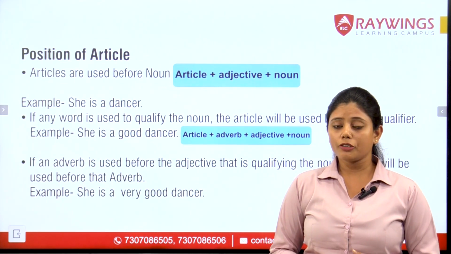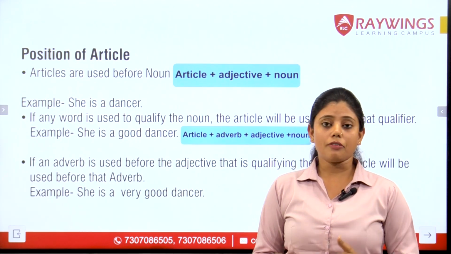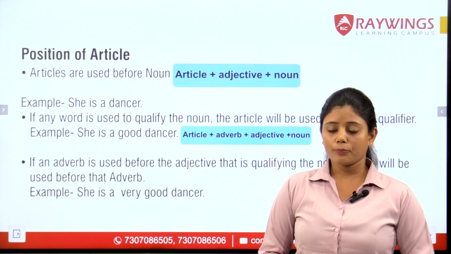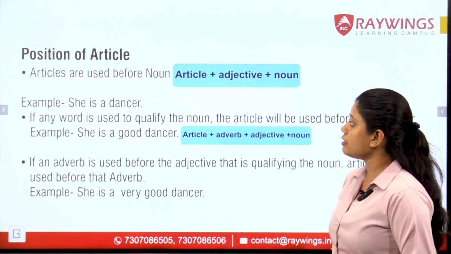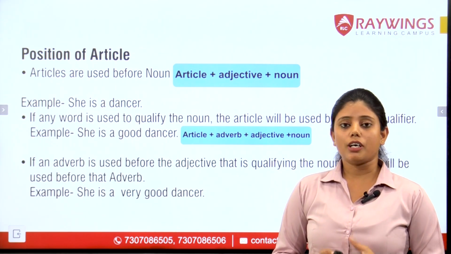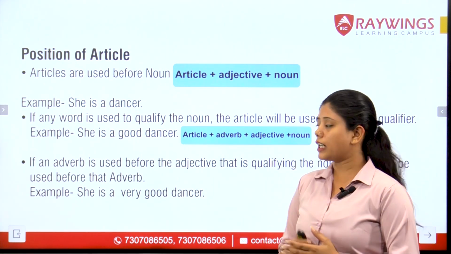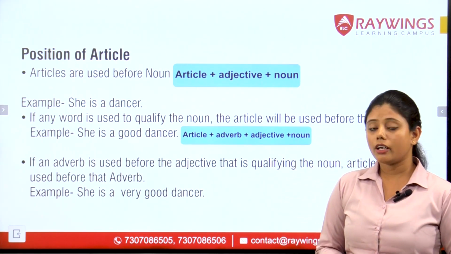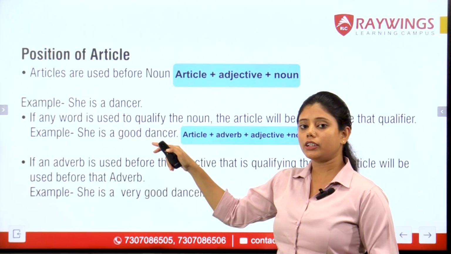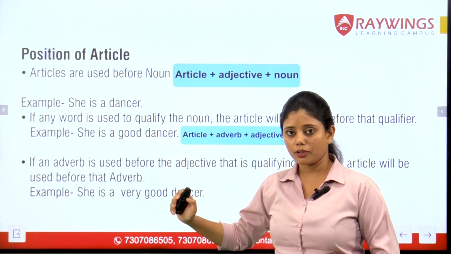Now, it's very important for you to understand where to use the article. Are we using it before the noun, after the noun, or where? So we are going to learn in this slide what the position of an article is. First says that articles are used before a noun. Always remember, whichever type of article we are going to use, it should always be used before the noun, right? For example, she is a dancer. Here the noun is the word dancer, and before that we are using the article a. Clear? So articles are always used before the noun.